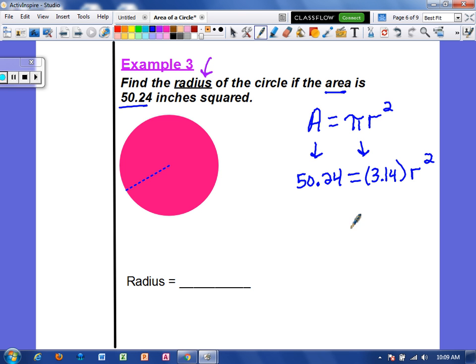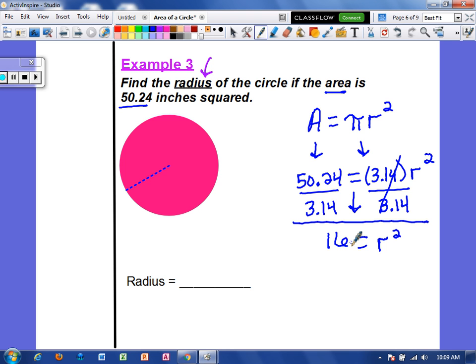Now, this is just like a two-step equation. So we've got a variable and we've got an exponent. So we're going to leave those there for now. We want to isolate the variable. So we are going to have to divide by 3.14 on each side. Okay, that would become 1. So we are left with r squared. And 50.24 divided by 3.14 would actually be 16. And if you want to pause and work that out on your own, go ahead and do that.